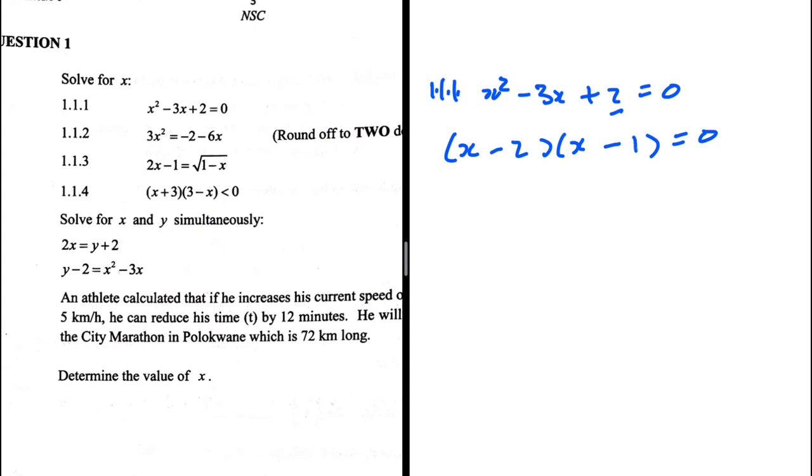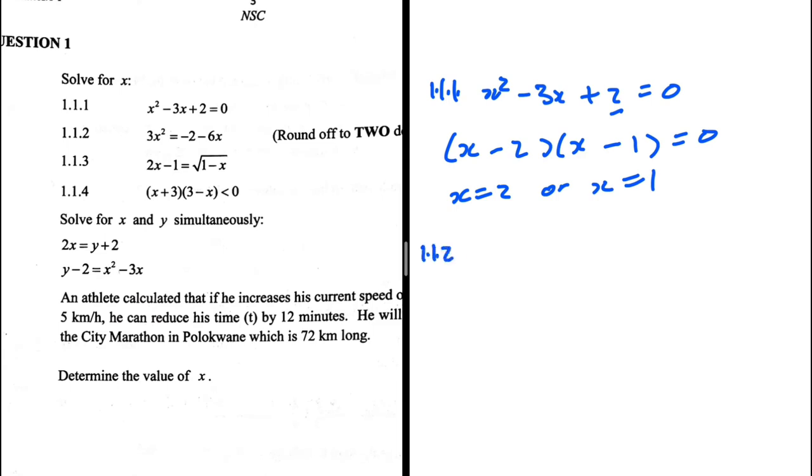If you multiply those two numbers, you get plus 2. But when you add them, you get minus 3. So x equals 2 or x equals 1. That is the solution to 1.1.1. Let's take a look at 1.1.2.